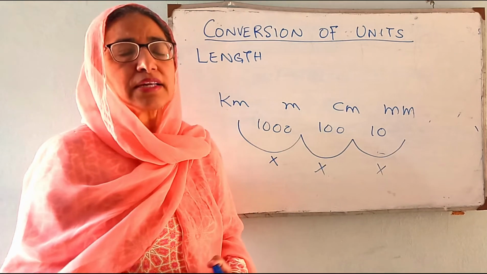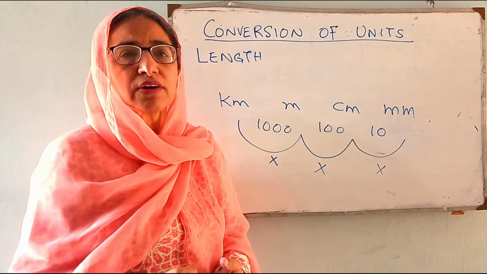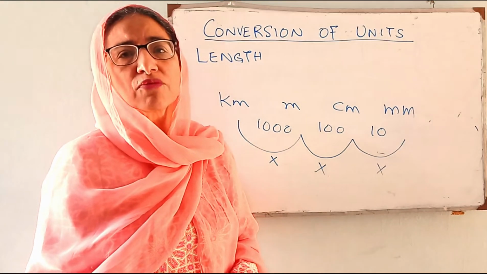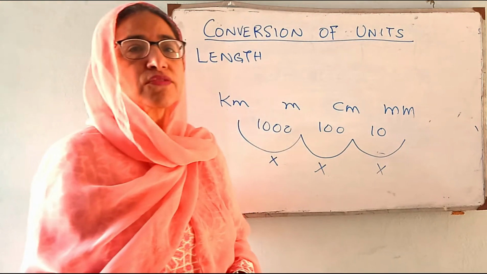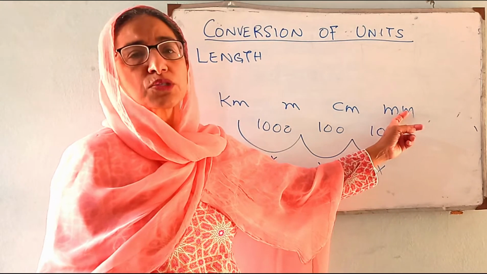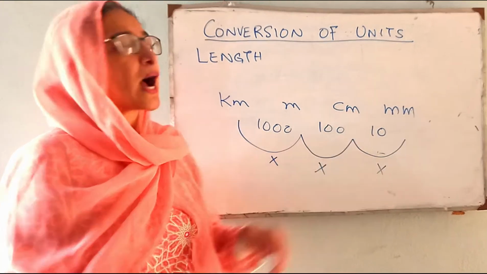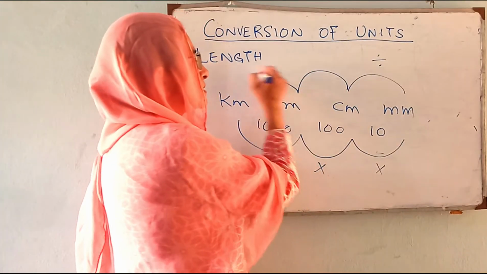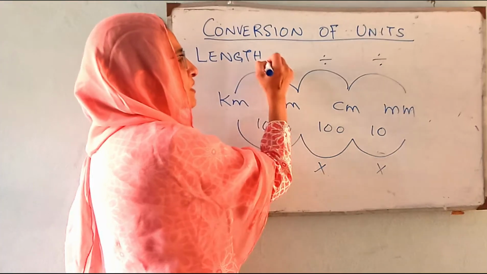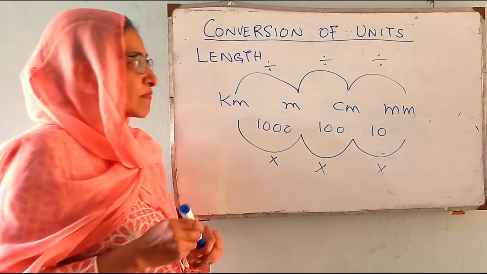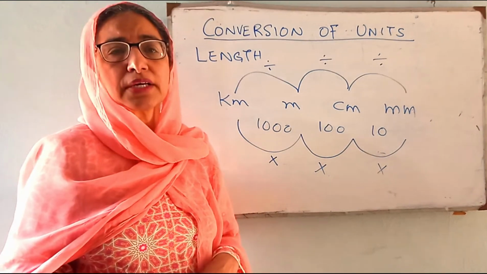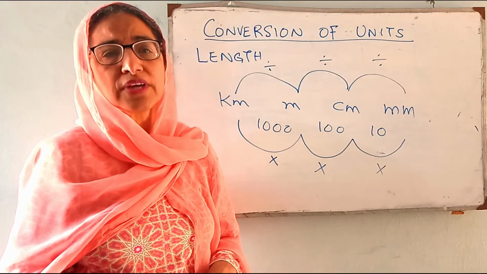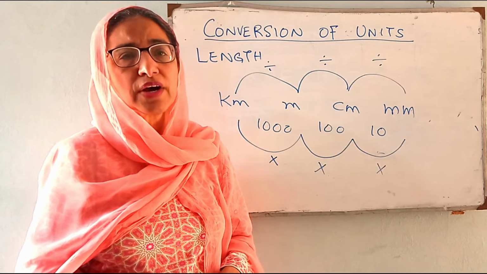And the other way around, normally whenever we convert a smaller number into a bigger number, we multiply. But it is the reverse in case of conversion. Whenever I have to convert a smaller unit into a bigger unit, I will divide. That means if we go like this, in all the cases we have to divide. So from a bigger unit to a smaller unit, we multiply, but from a smaller unit to a bigger unit, we divide.